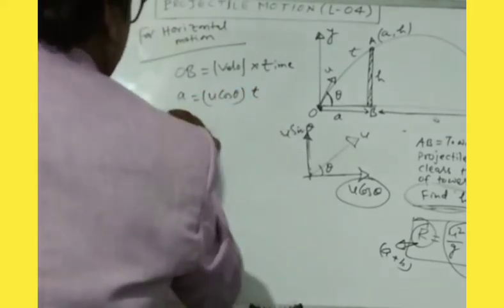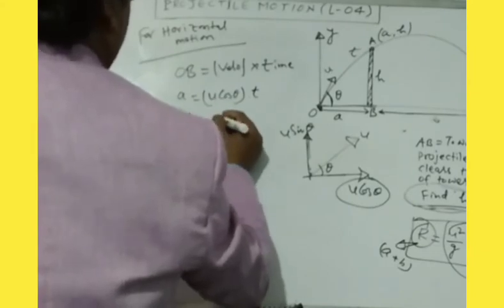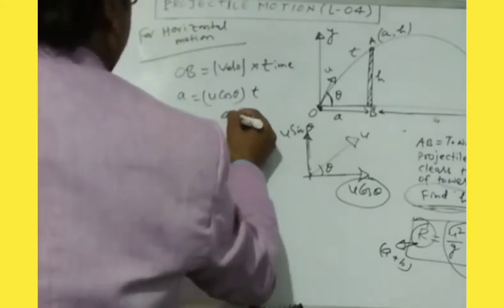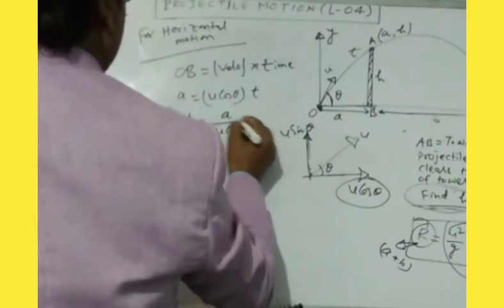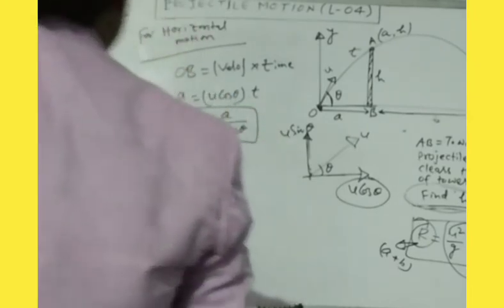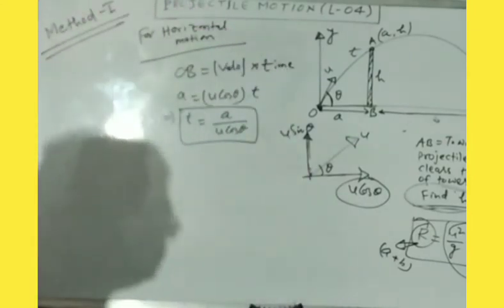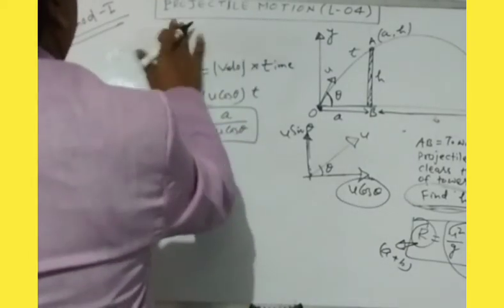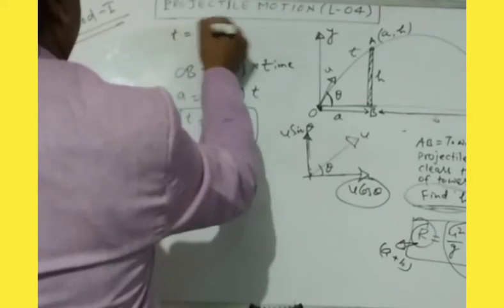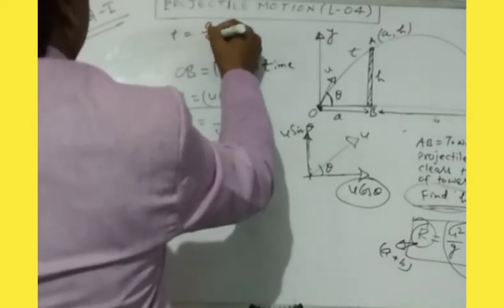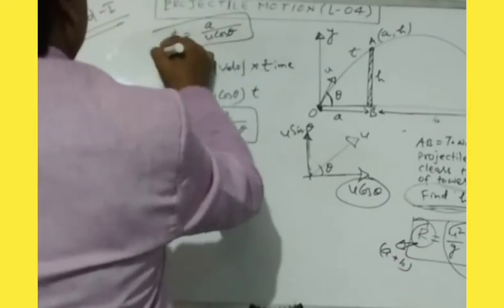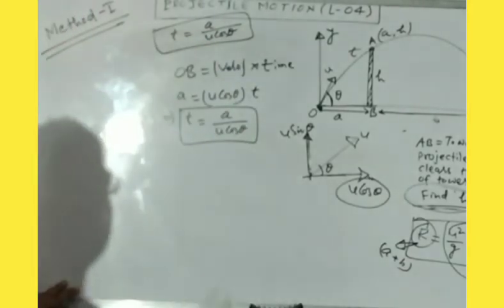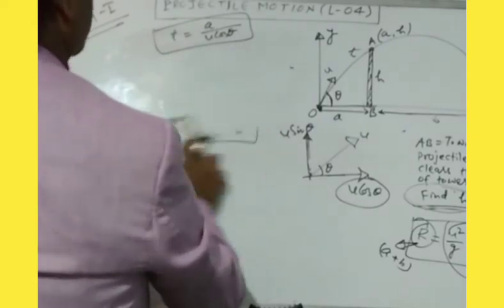So you can write t equals a upon u cos theta. Okay dear. So you have one result here, small t equal to a upon u cos theta. Just note it down. I am just writing here, we have finally t equal to a upon u cos theta. This is our result from this equation.